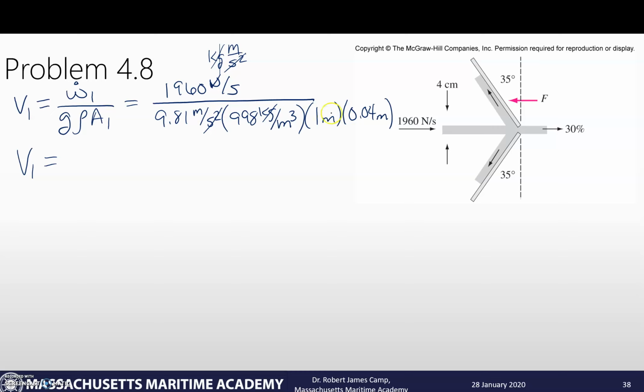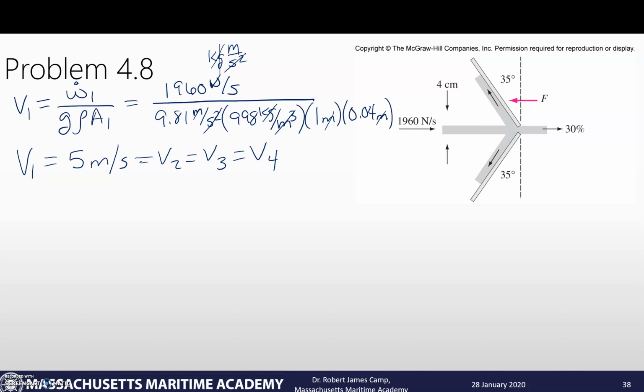If I look at the bottom, 1 meter, 2 meter, cubic meter divides out cubic meter, so I'm left with meters per second, which is what I expect. Tells me the velocity at 1 is 5 meters per second. Because of the problem statement, that's also the velocity at 2, 3, and 4. So V2, V3, V4. So I know that all of my velocities are 5 meters per second.